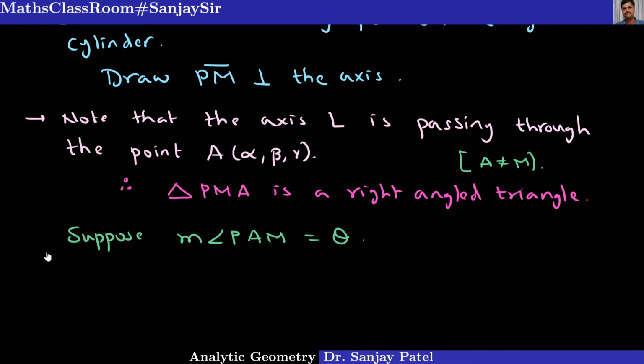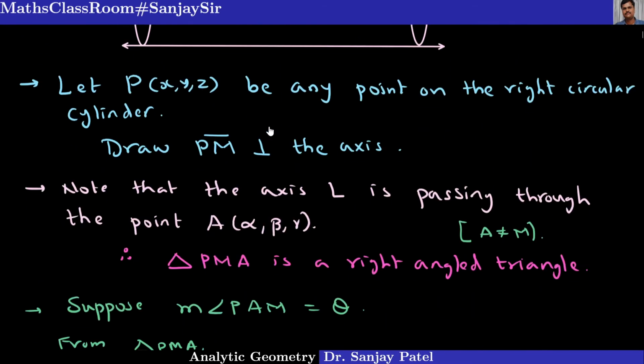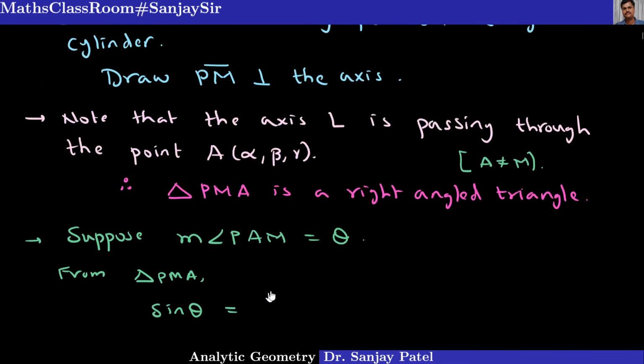And we are going to find the value of theta in two ways. The first simple way is from the triangle PMA, I can find the value of sine theta is equal to the opposite side of the angle theta, that is PM, upon the hypotenuse, that is AP. So I can write here, it is PM upon AP. Let me call this as result number 1.